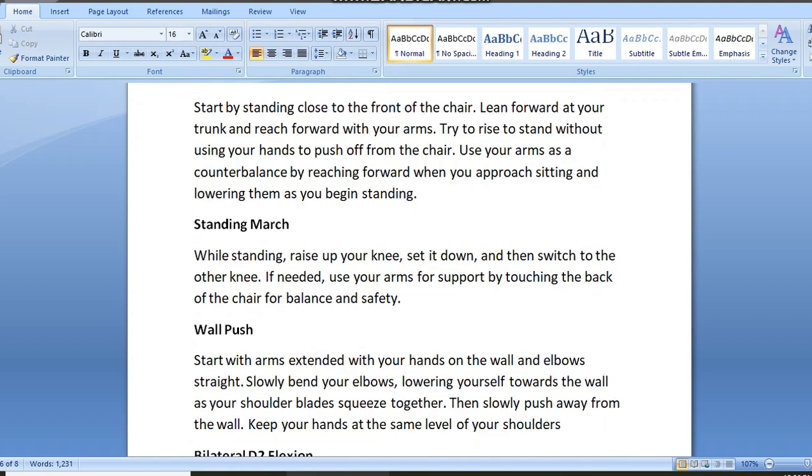Standing march. While standing, raise up your knee, set it down, and then switch to the other knee. If needed, use your arms for support by touching the back of the chair for balance and safety.